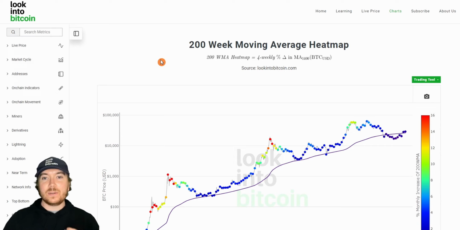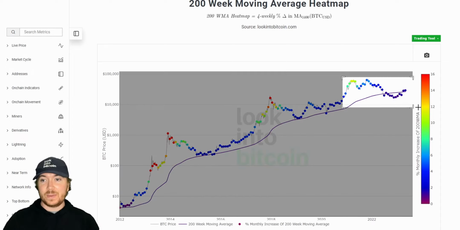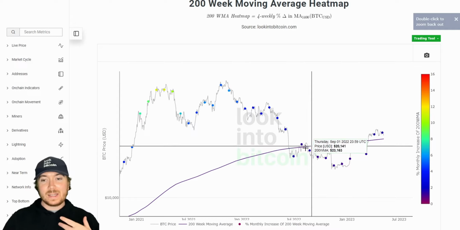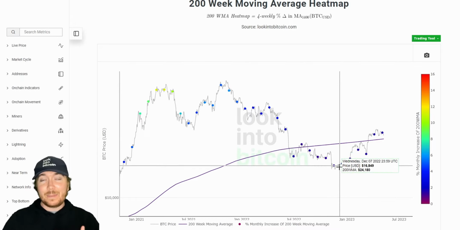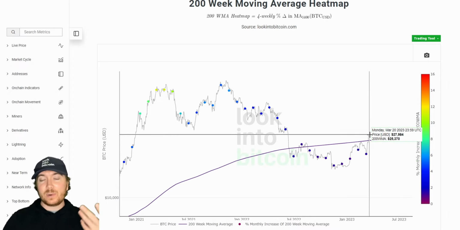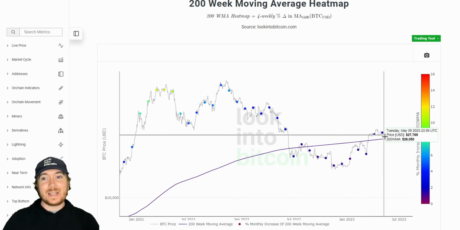So right now we're just on the 200 weekly moving average heat map chart here on lookintobitcoin.com, and this has been a pretty prominent chart that we've paid a lot of attention to over the past few months. If we just zoom in a little bit here, we can see Bitcoin spent a fairly long period of time consolidating and even dipping quite far beneath this 200 weekly moving average before we finally broke above, potentially kicked off the new bull market. But we are actually yet to come down and retest this.